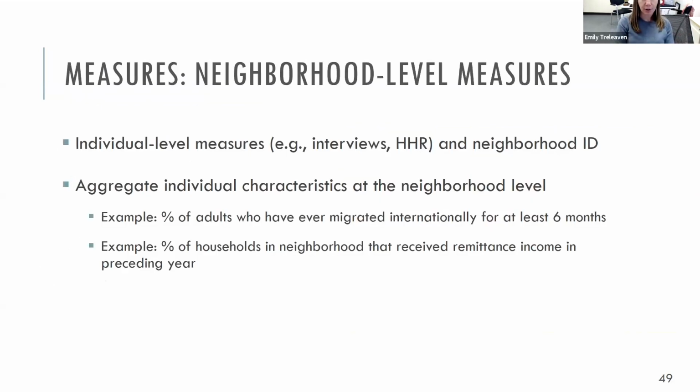And then finally, using the neighborhood IDs, a user could also generate aggregate measures of the individuals in that neighborhood to examine variation in neighborhoods and neighborhood population characteristics across the study. So this would be done by taking individual level measures from either individual interviews or the registry and grouping them by neighborhood ID. Some examples might be the proportion of adults in a neighborhood who have ever migrated internationally for at least 6 months, or the proportion of households in a neighborhood that received any remittance income in the preceding year.